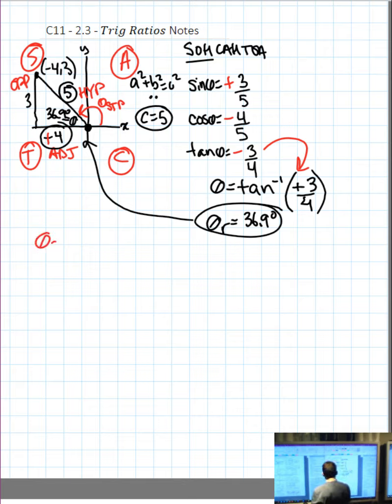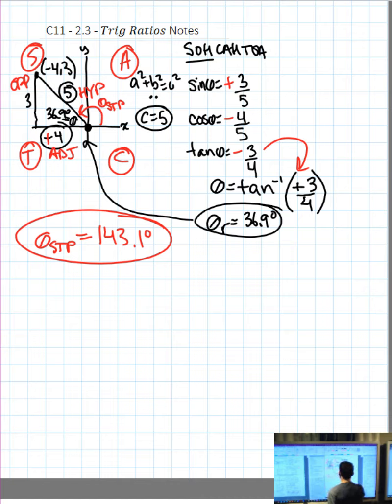So theta STP, remember, logic, 180 degrees on a line. Part of it's 36.9. So we just have to do 180 minus 36.9 to get the answer, 143.1 degrees. Circle your answer. So now we have the reference angle and theta STP. Now I'm actually going to take our answer and put it in the diagram where STP is.